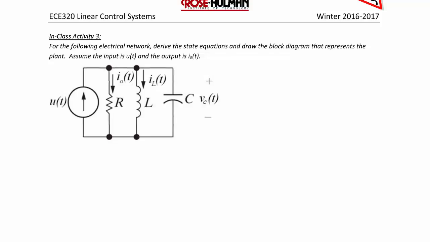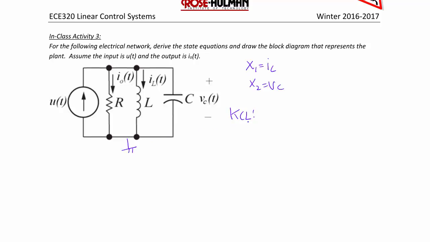For the following electrical network, derive the state equations and draw the block diagram that represents the plant. Assume that the input is u of t and the output is I naught of t. So as usual, the first thing we're going to do is to assign the states. So we're going to let x1 equal IL and x2 equal VC.